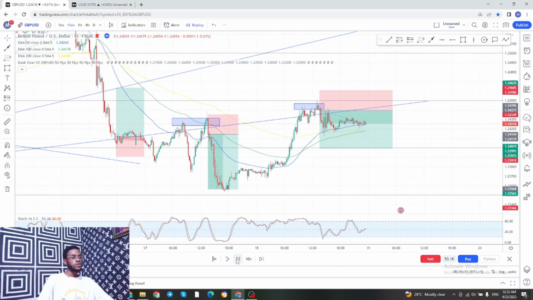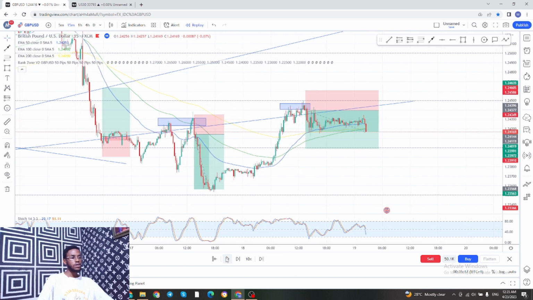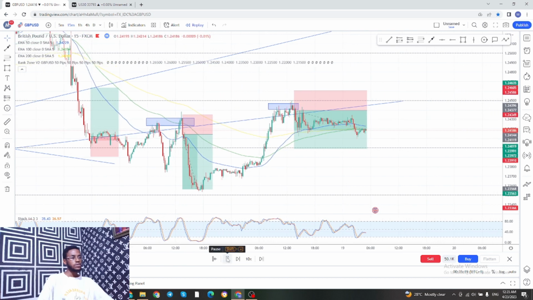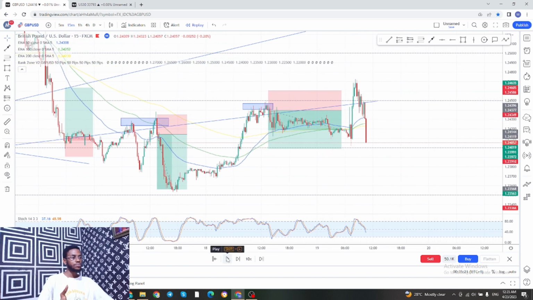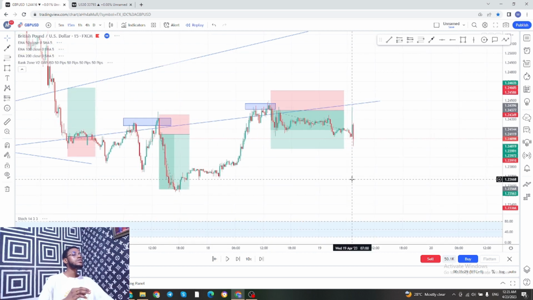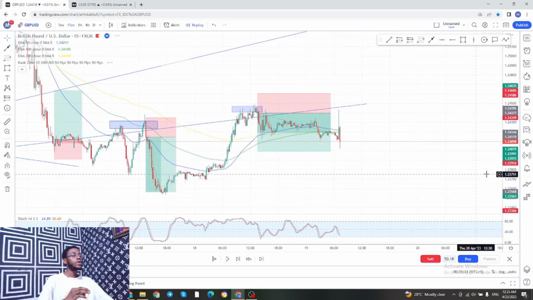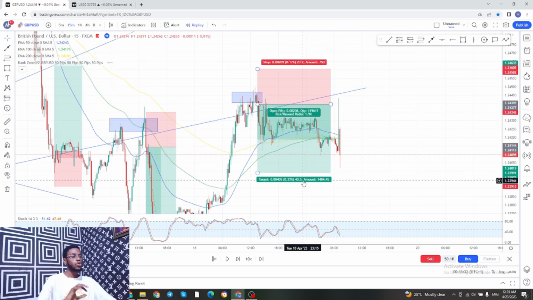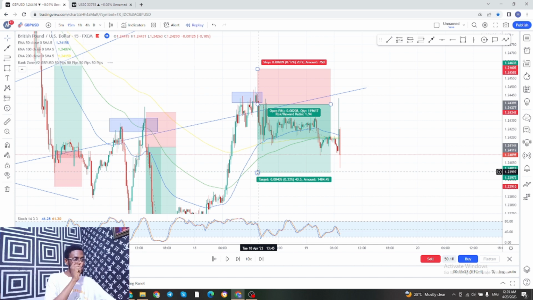Let's go. See price just playing around. Let me just play it. See price playing around. So before price went back up right here, you can already see price almost hit your take profit, right? Almost hit your take profit right here for 40 pips.